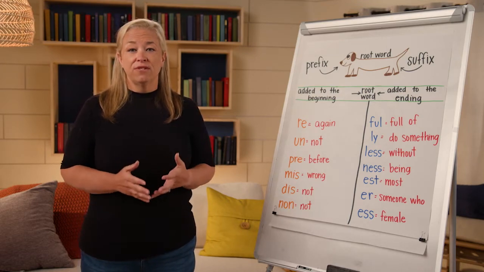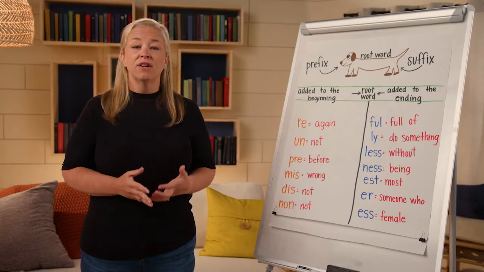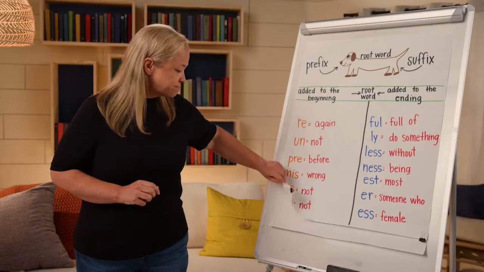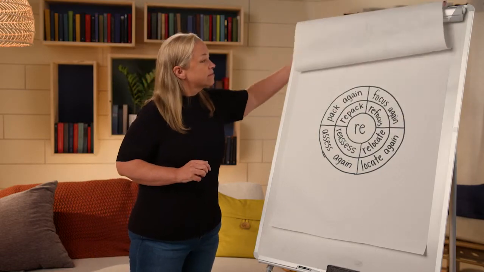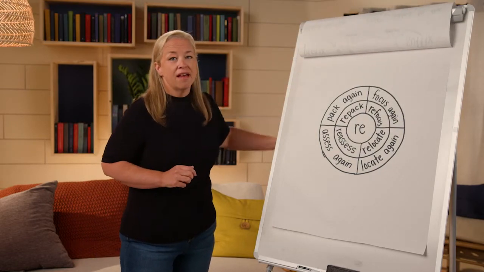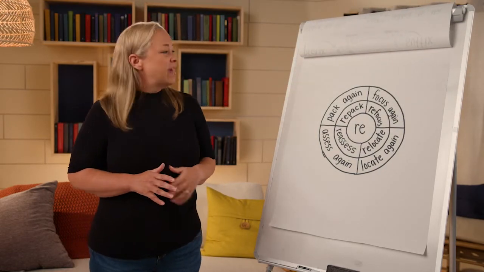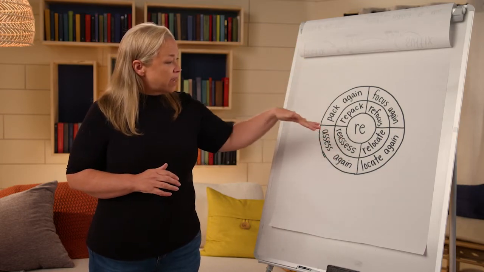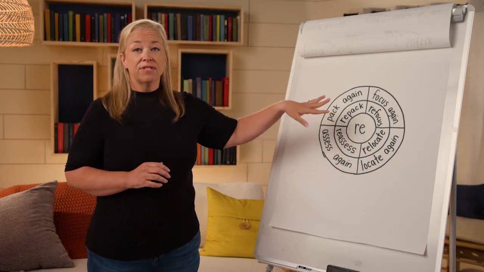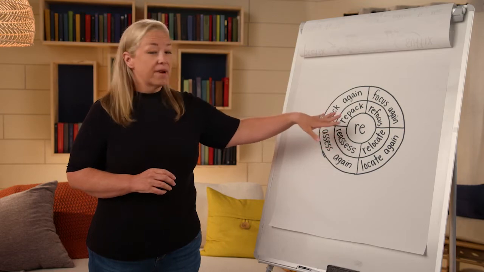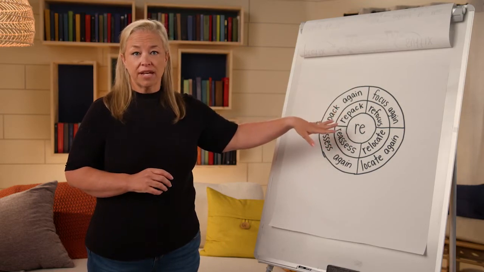One tool that we can use to help learn prefixes is called a prefix map, and we're going to complete one together. So I want you to get out a piece of paper and something to write with. You're going to draw a circle, and then you're going to split it in half both ways. And in the middle, I have a smaller circle, and that's where I wrote my prefix, RE, re.